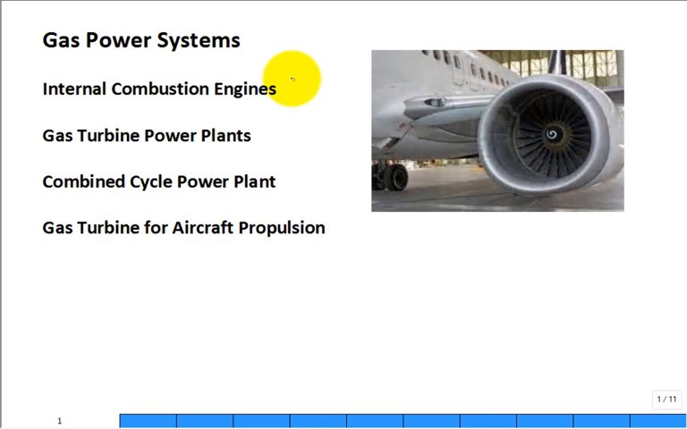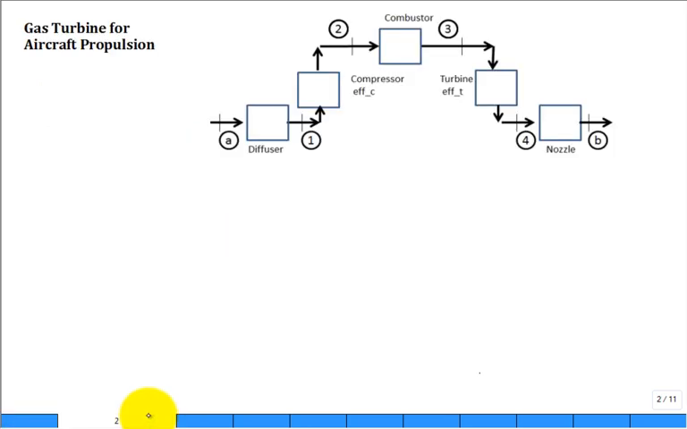So last time we left off talking about gas turbines for aircraft propulsion, did we not? And I even talked about this setup where we had a diffuser, a compressor with some isentropic efficiency, a combustor, a turbine with some isentropic efficiency, and a nozzle. A typical assumption is that the diffuser is isentropic, no efficiency needed. Same for the nozzle. So let's spend a little time talking about the diffuser.